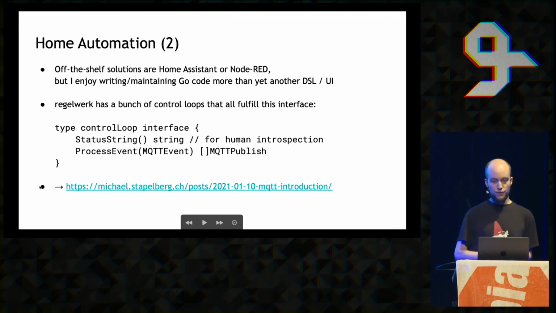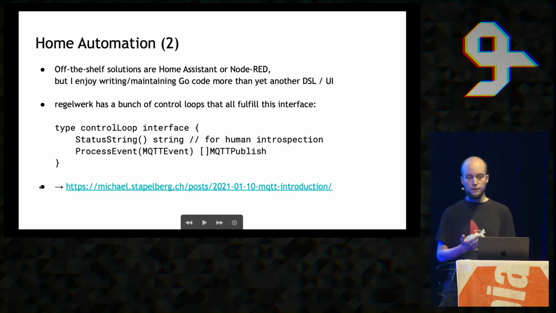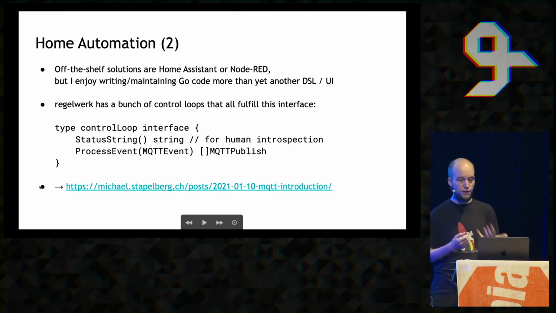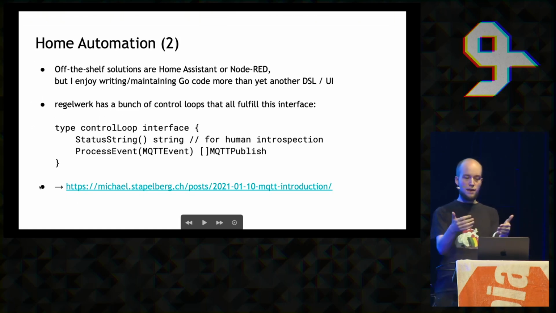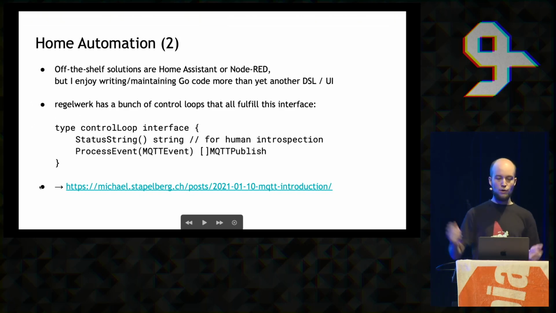or user interface. So in my Regelwerk, the control loop program, I have this interface that defines a control loop, and it's very simple. I just have this status for human introspection, so I can debug it. But aside from that, the principle is that everything just processes an MQTT message, and it can then, in reaction, publish either no, one, or any number of reactions to it. And it's very nice to centralize your entire home onto this model, because then you can test your entire home within that sort of model.